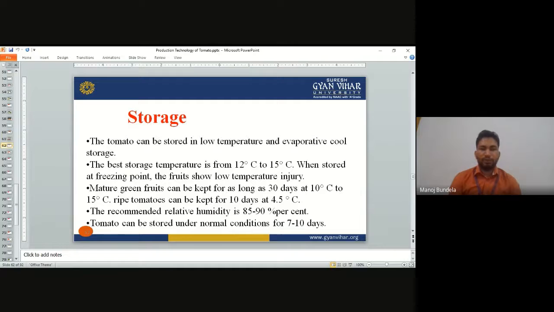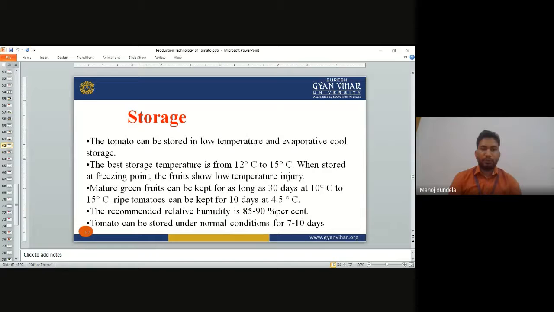Mature green fruits can be kept for as long as 30 days at 10 to 15 degrees centigrade. Ripe tomatoes can be kept for 10 days at 4.5 degrees centigrade. The recommended relative humidity is 85 to 90%. When we go for storage, the relative humidity is 85 to 90.